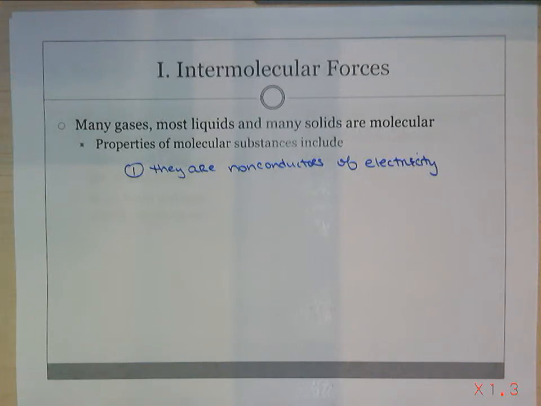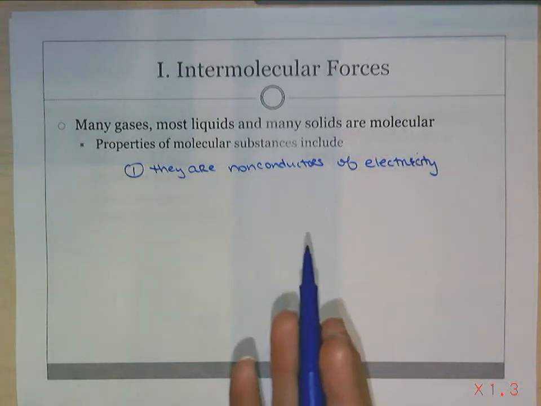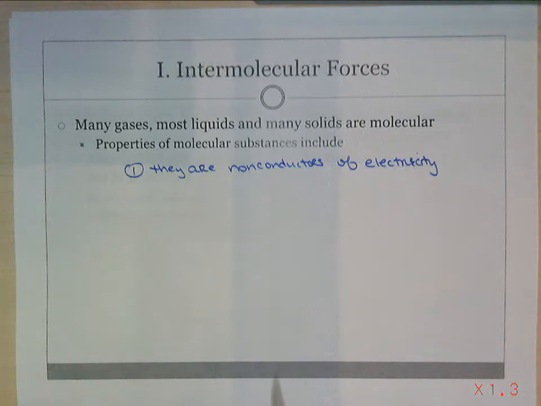I guess compared to ionic, that's what they're looking at, right? An ionic compound has charge, which means you can pass electrons through the compound. A molecular compound uses all covalent bonds, so it's harder to pass electricity through a molecular compound.